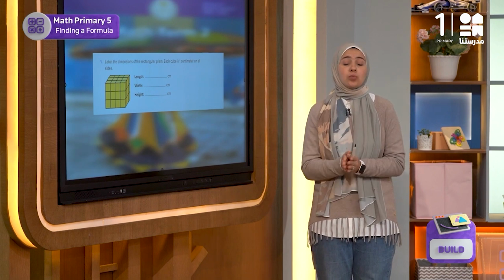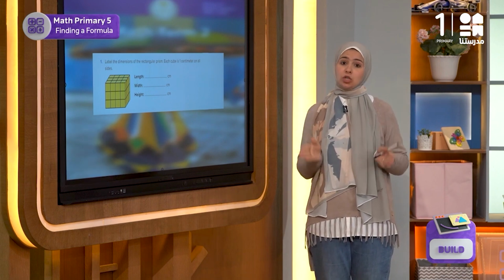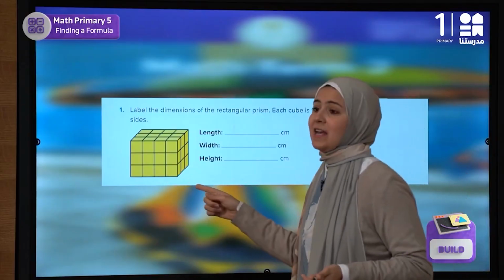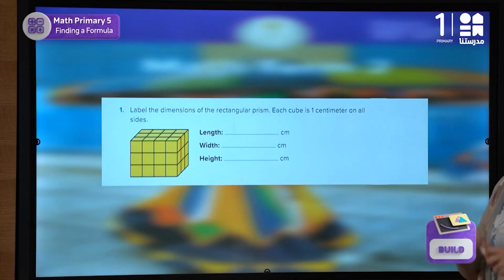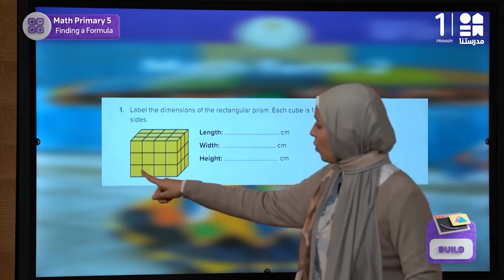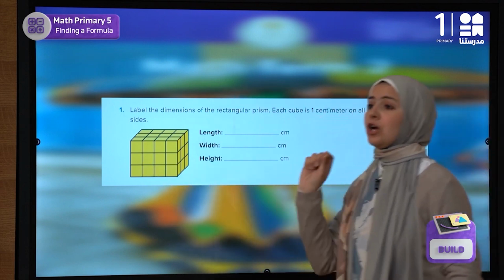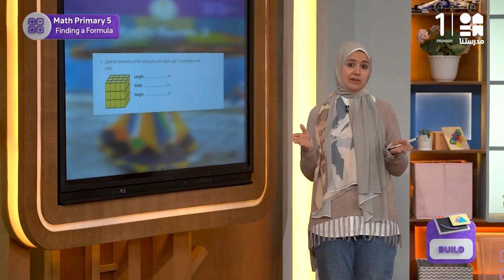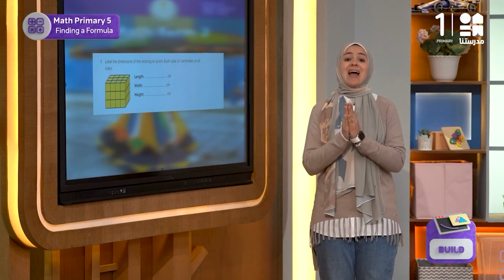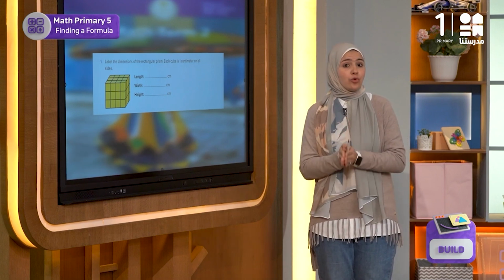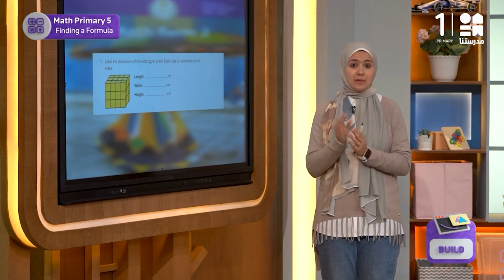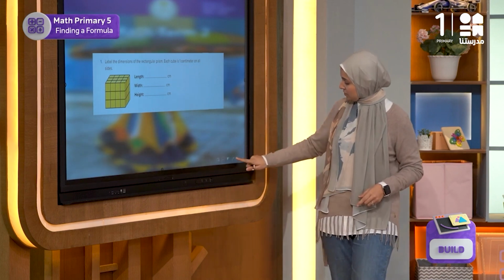Now to find the length, we are going to count the cubes from the side in front of us in the first layer like that. We will find that they are how many? Let's check. 1, 2, 3, 4. So they are 4 cubes. Now since the dimensions of the cube are 1 centimeter in all directions, these 4 cubes have a total length of what? 4 centimeters. So the length of the rectangular prism is 4 centimeters.